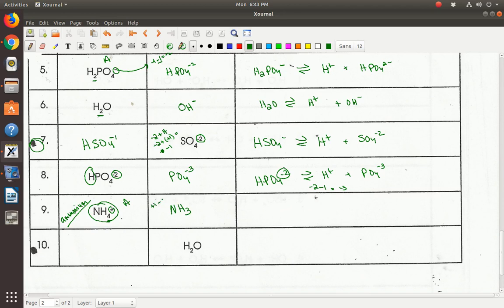Then I'm going to take away 1. That's going to give me a 0 charge. So I don't have a charge up here. Okay? Let me take away 1. So now it's NH4 plus. I donate 1 hydrogen. And when I subtract 1 from the plus 1, I end up with NH3, ammonia, which is neutral.